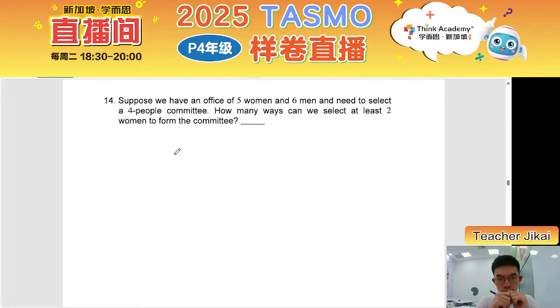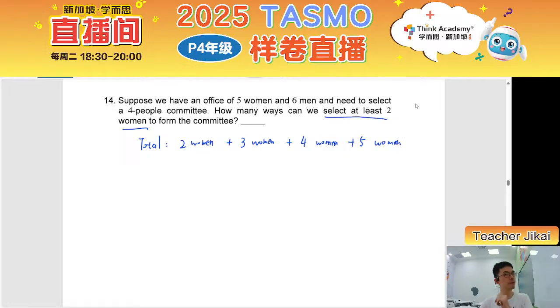Okay, so now we are going to this one. Suppose we have, it is also a permutation and combination problem, right? So we have 5 women, 6 men, a 4 people committee, and select at least 2 women here. So what are the cases for the women? So the total choices will include 2 women, also include 3 women, also include 4 women. But will it include 5 women here?